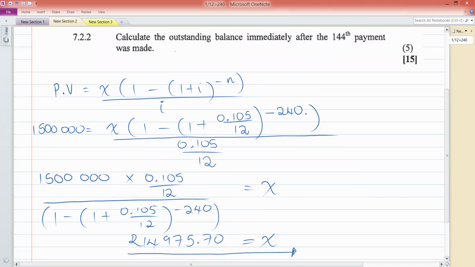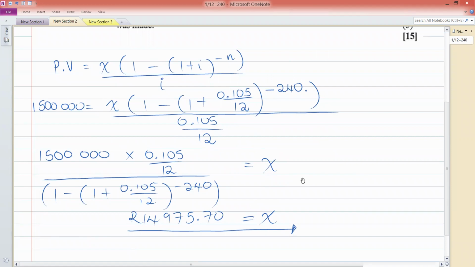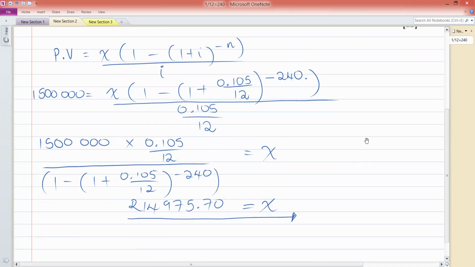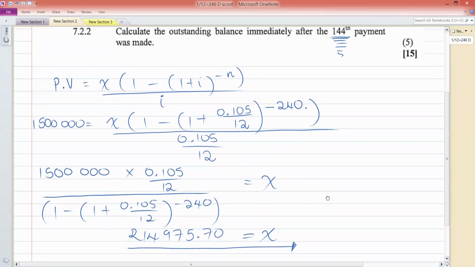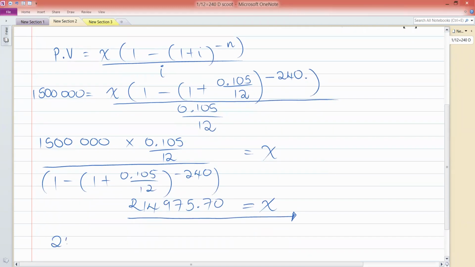7.2 was calculate the outstanding balance immediately after the 144th payment was made. Okay, so like I said, different teachers do this section differently, right? But I like to just use the same present value formula and work out the time remaining. So now let's figure out if they've made 144 payments, right? Remember the total payments are 240, they've made 144, okay? That means time remaining is, what do you guys get?